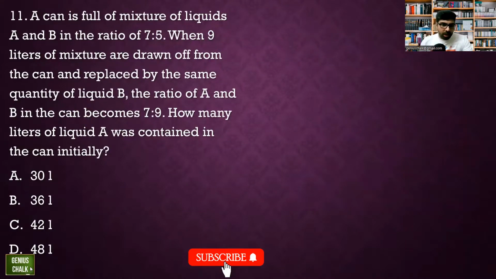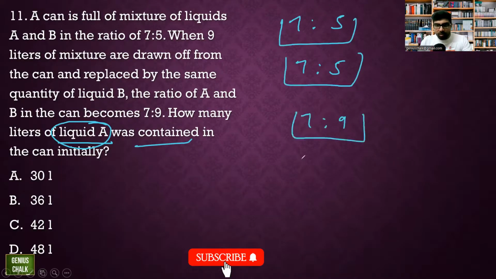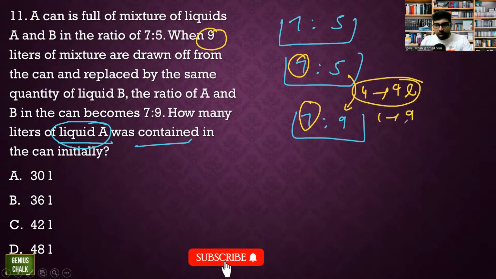Now in this, only the last question will change. It says, how many liters of liquid A were contained initially? Now you know that the ratio was 7:5. After finding the mixture out, the ratio was the same, and in the end it was 7:9. Because in the last step 4 liters were added, the unit size was the same, and that is equal to 9. So 4 value is 9 liters. So 1 value is 9 by 4 liters. Like this we have solved.